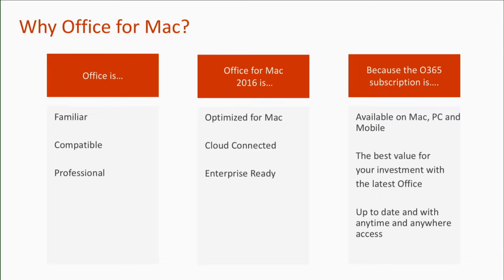So the taglines are, it's familiar, it's compatible and professional. It's optimized and developed from the ground up to run on a Mac. And crucially, it's cloud connected. And a lot of what we'll talk about today is managing Office for Mac when you're running an Office 365 environment and you're managing your identity and other parts of your authentication methods through Office 365. Finally, it's enterprise ready. It's scalable, it's secure, and it's updatable at a cadence which means that you can get those updates into your organizations very quickly.